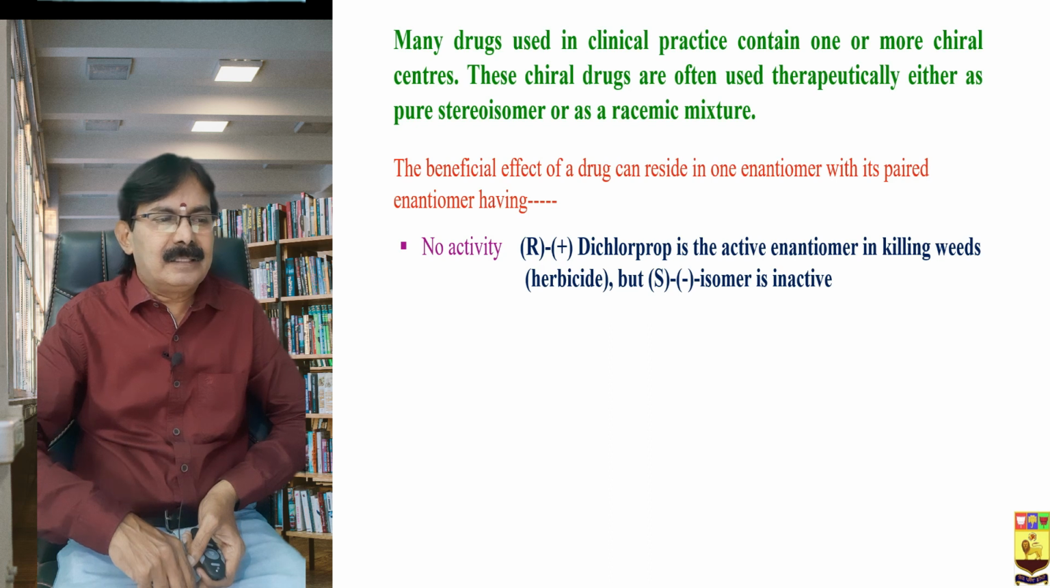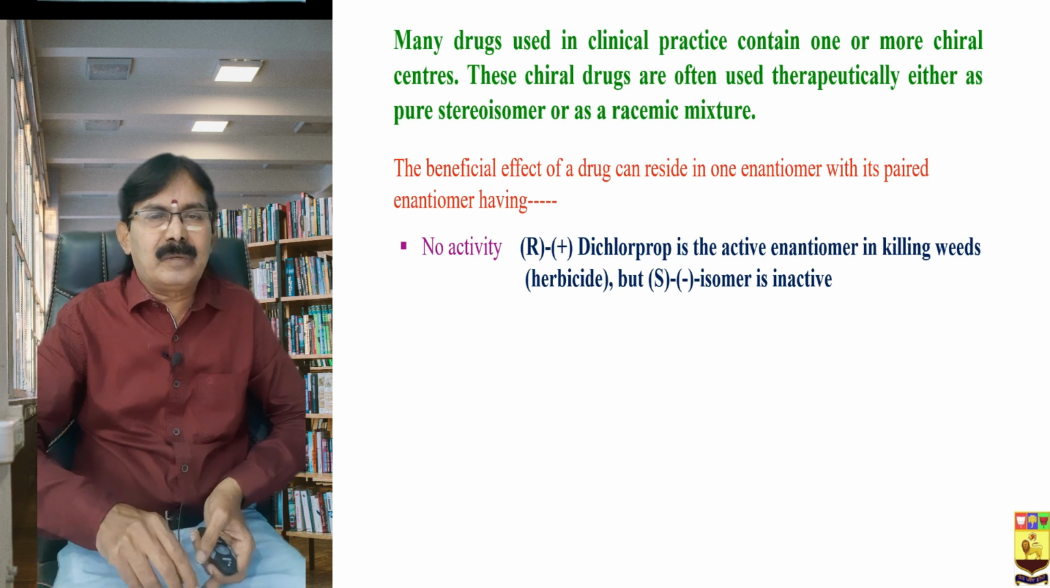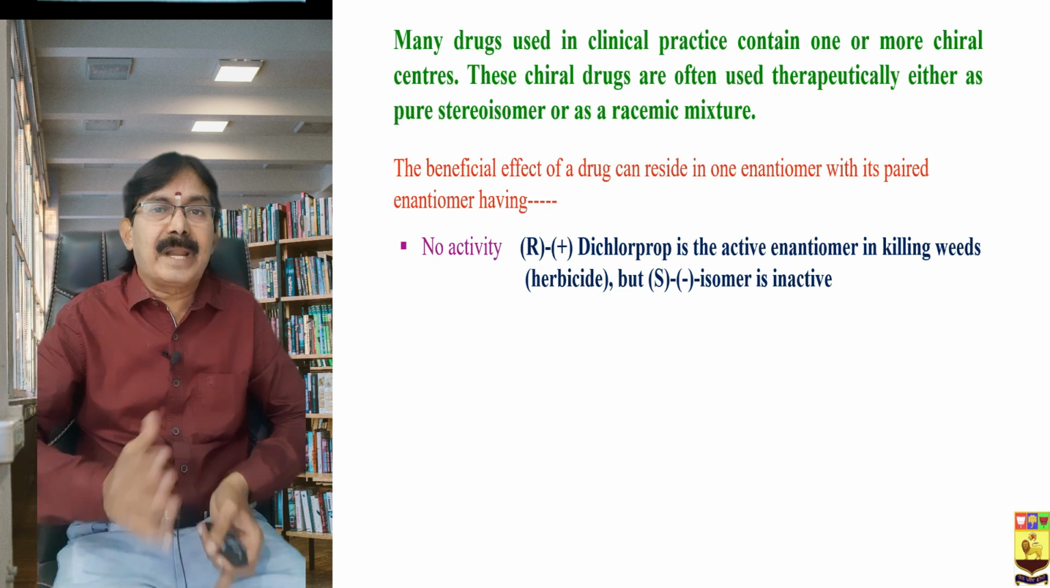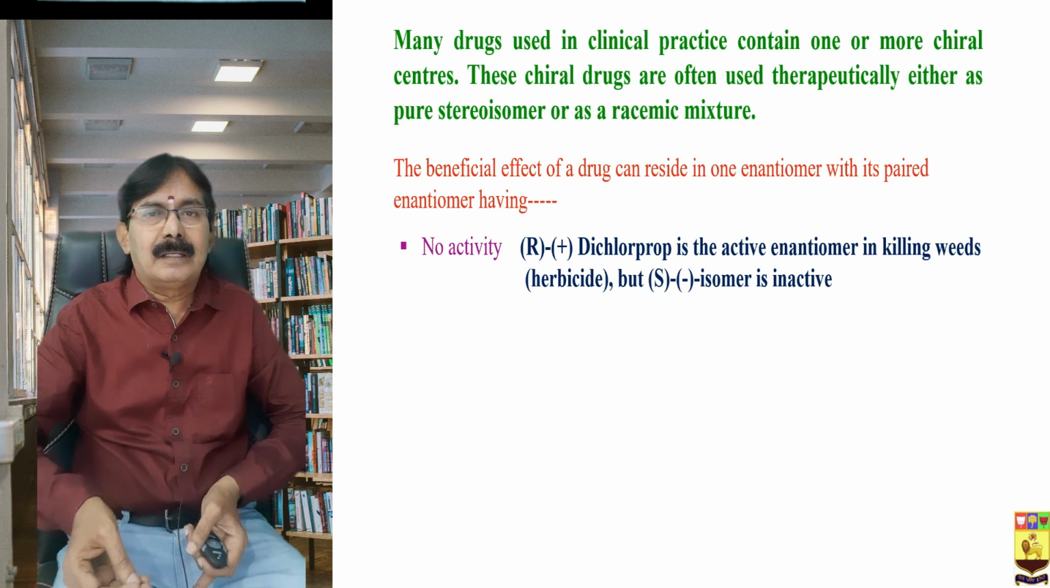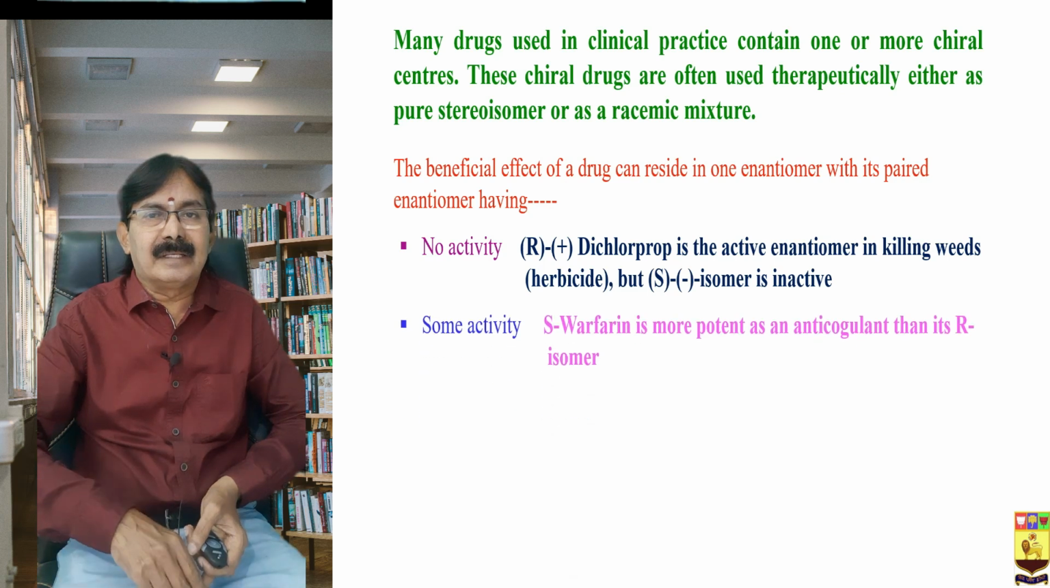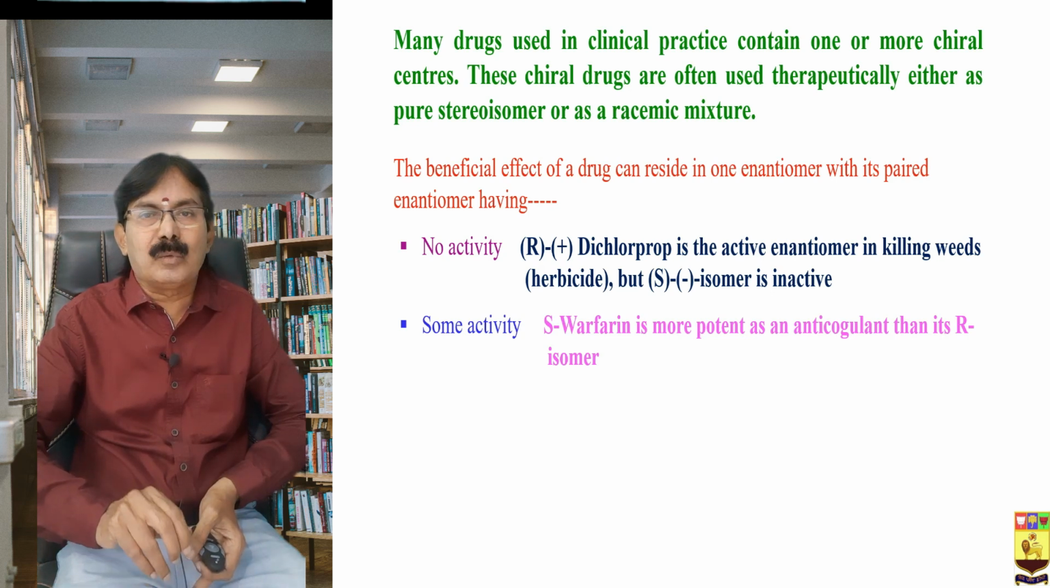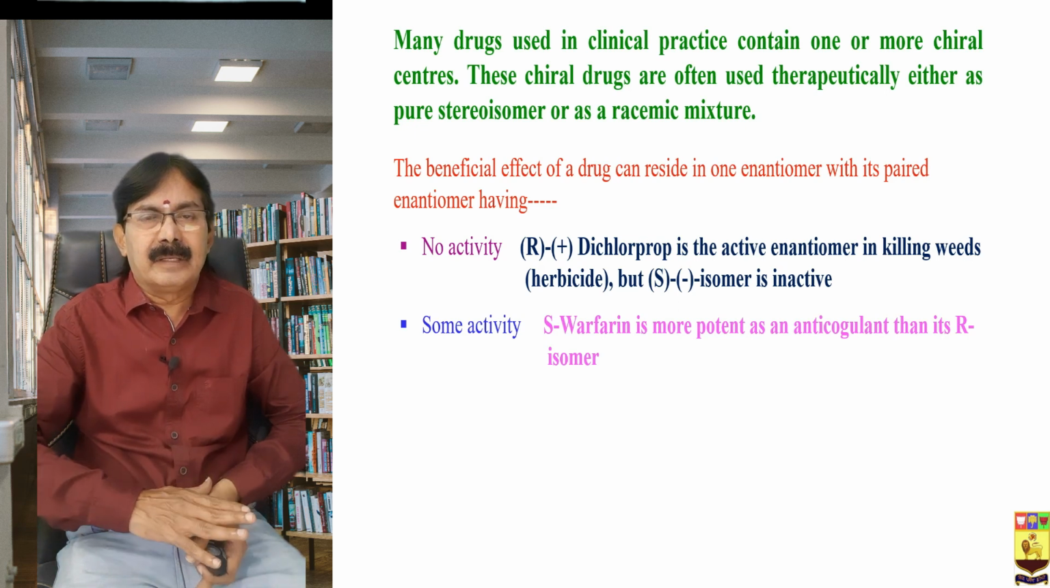The second one is where one isomer has more activity and the other isomer has very little activity. So we can call it some activity. For example, Warfarin is more potent as an anticoagulant. Anticoagulant means it prevents the coagulation of the blood. It is used for treating heart patients. So S-Warfarin is more potent as an anticoagulant than its R isomer.